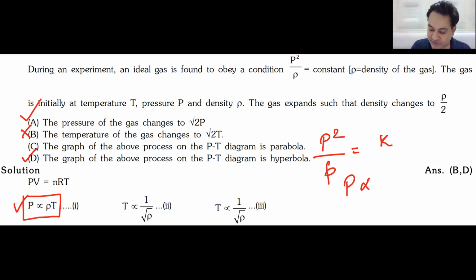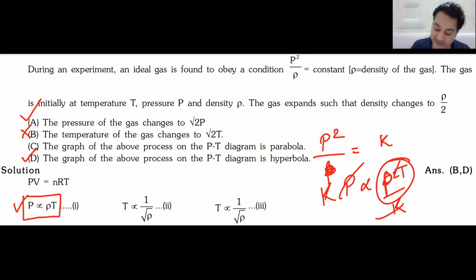P is proportional to rho into T. Yes or no? So from here I can put rho as P by T. P square by P by T, P square by constant. Yes or no? This goes away. Constant comes here. So P into T is a constant. Yes or no? It's a rectangular hyperbola, beta.